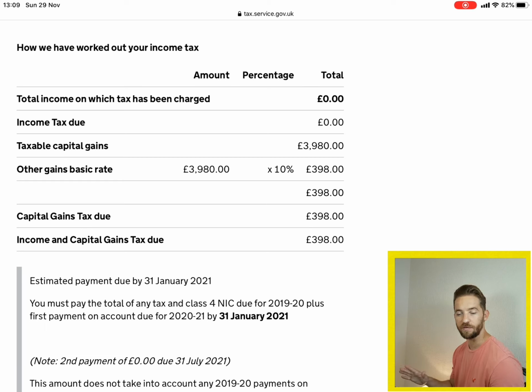You've informed HMRC of your capital gains, and there isn't really any need to do anything else until the following tax year. So that is it, guys.